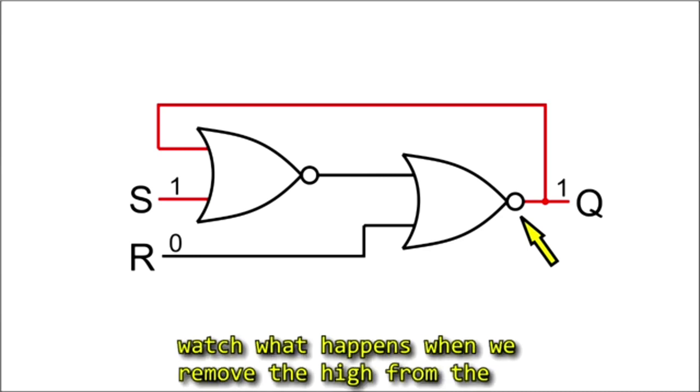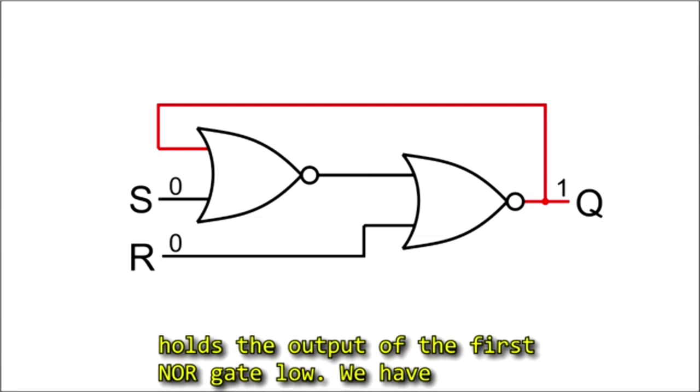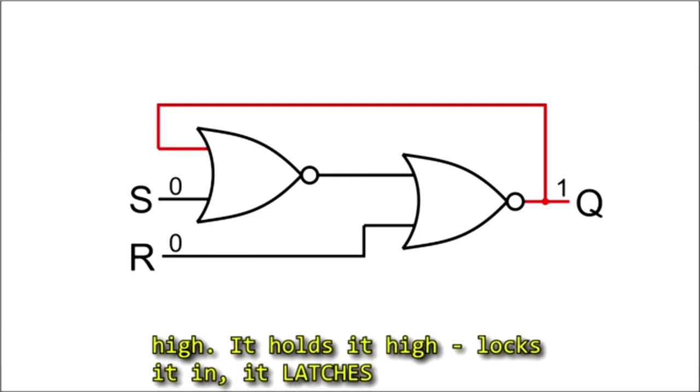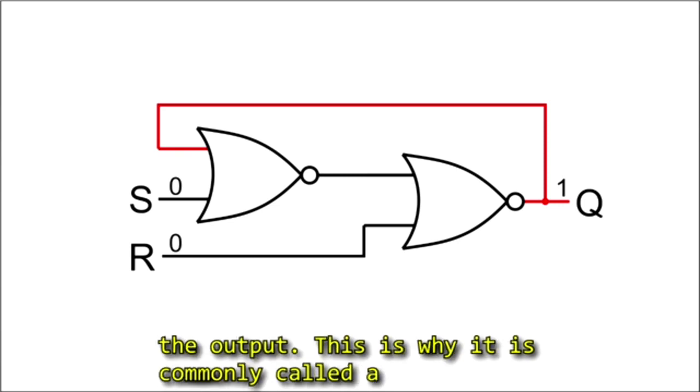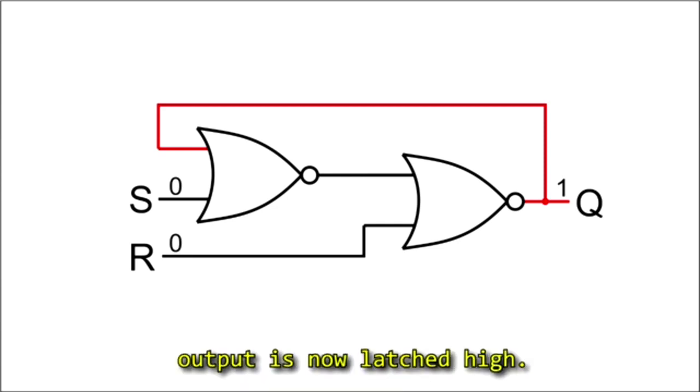Now watch what happens when you remove the high from the set input. Because the feedback line is high, it holds the output of the first NOR gate low. We have a low on the reset line, and so the output stays high. It holds it high. It locks it in. It latches the output. This is why it is commonly called a latch. No matter what I do to the set input, the output is now latched high.